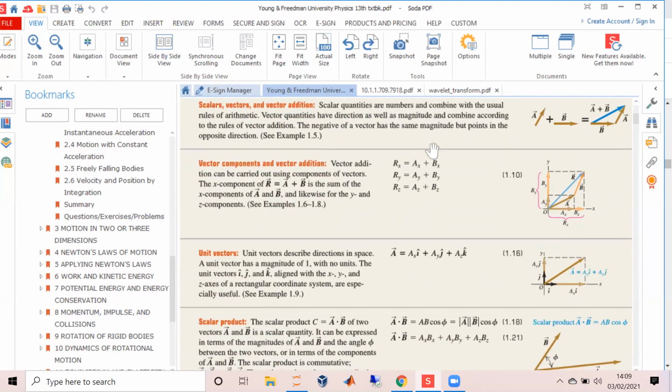So addition of vectors, how do you add 2 vectors? How vectors are composed. So I believe you are all familiar with this, right? Do you have any questions, guys?